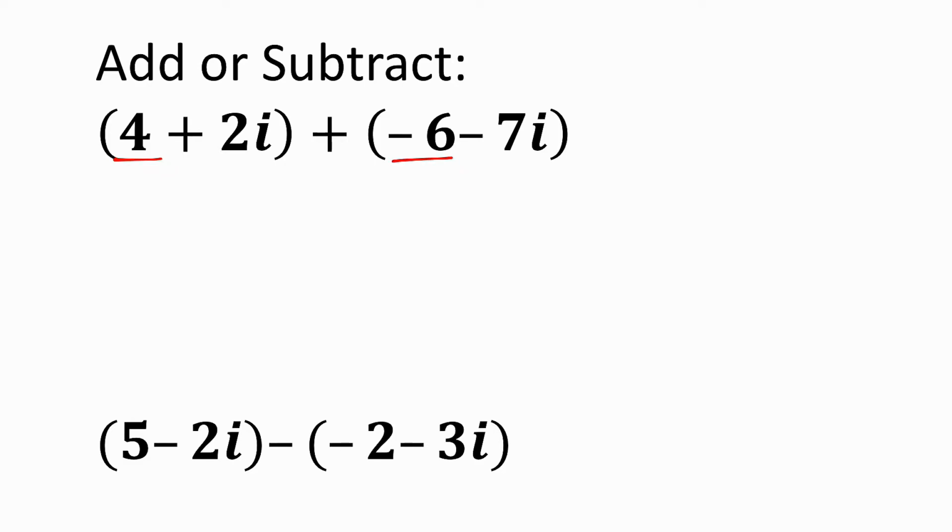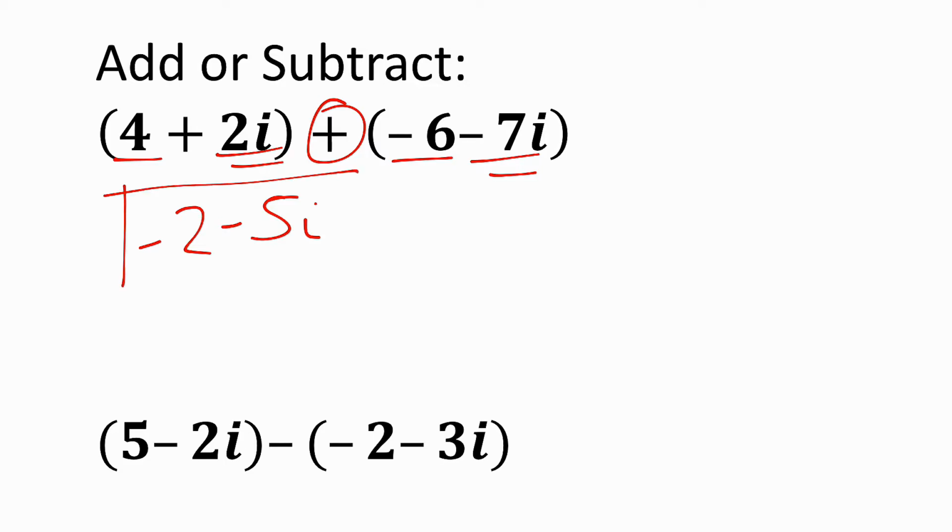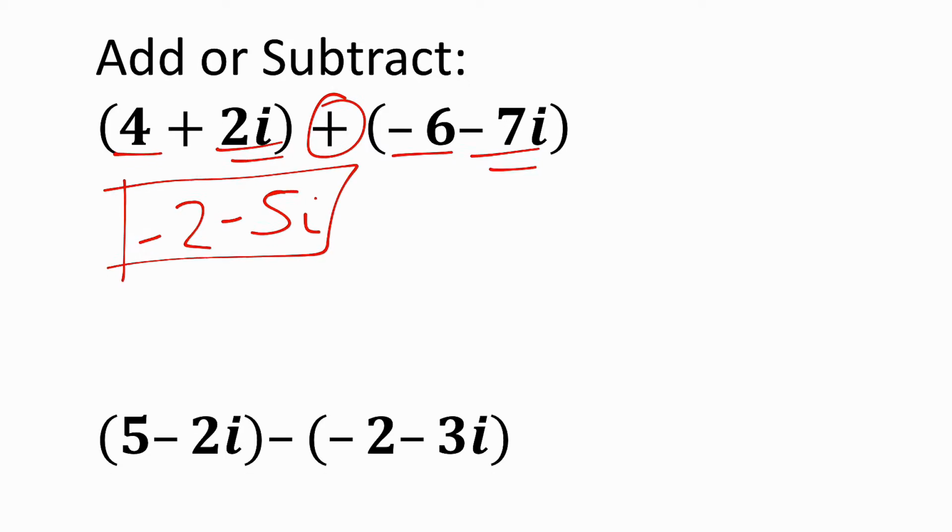So we're going to add the like terms. We're going to add the real parts together. 4 plus negative 6 gives us negative 2. The imaginary parts, 2i, and we're adding negative 7i. So again, keeping in mind we're adding them together, it's essentially 2 minus 7i, giving us negative 5i. Put a box around it.